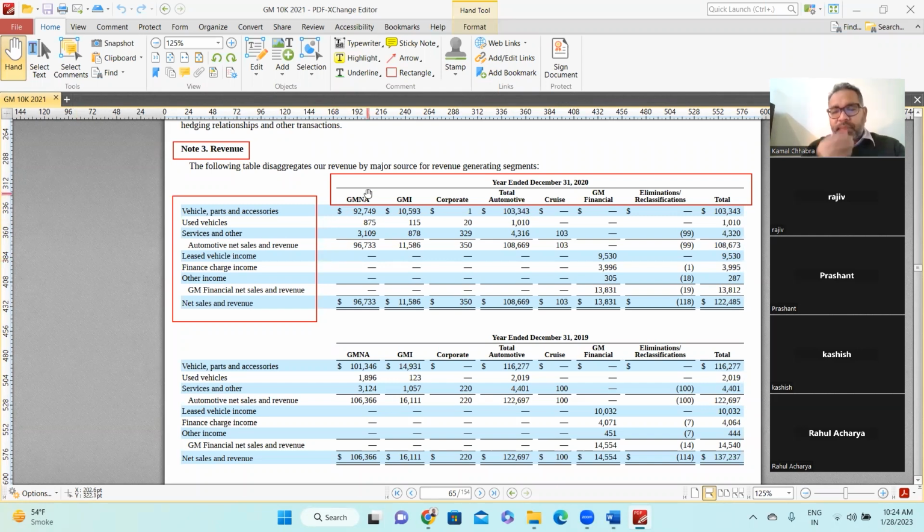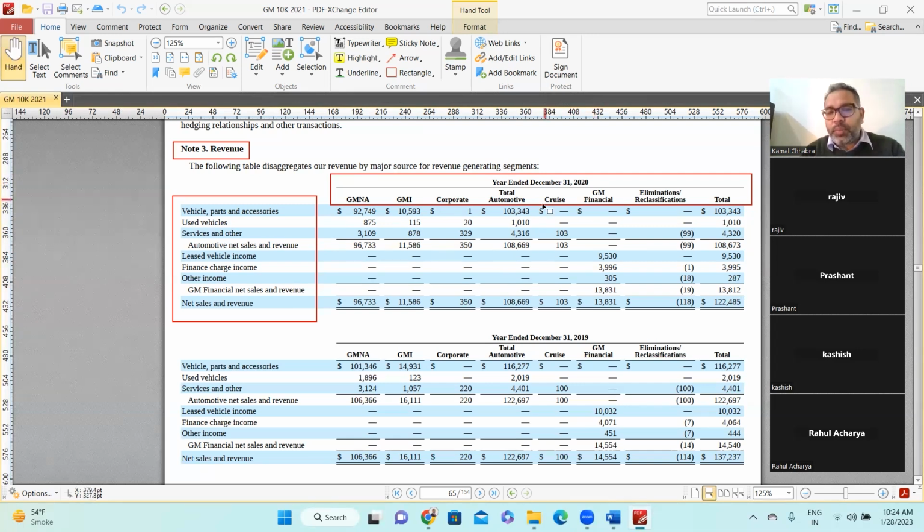On the right-hand side, you see how much revenue in the respective category they have generated from the North America region, and how much revenue they have generated from GMI, that is GM International, other than North America. What all comes in North America is US, Canada, and Mexico. The rest of the world they have considered in GMI, General Motors International, right? And what all revenue they have generated from their corporate office. That is the total revenue of the automotive. This one is the total revenue from the automotive business.